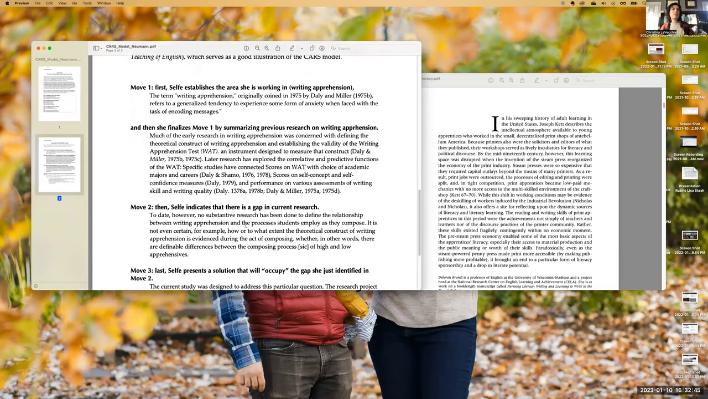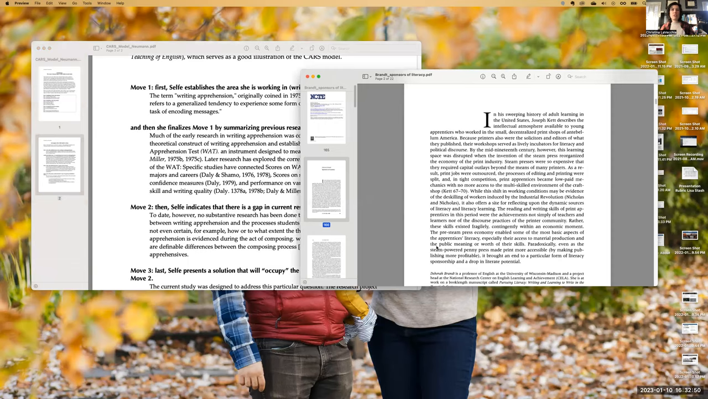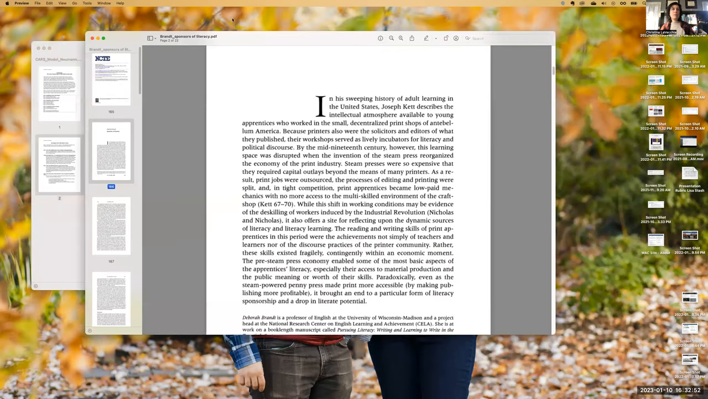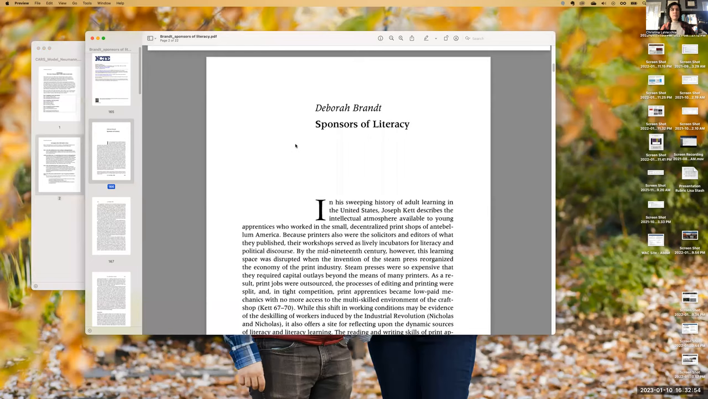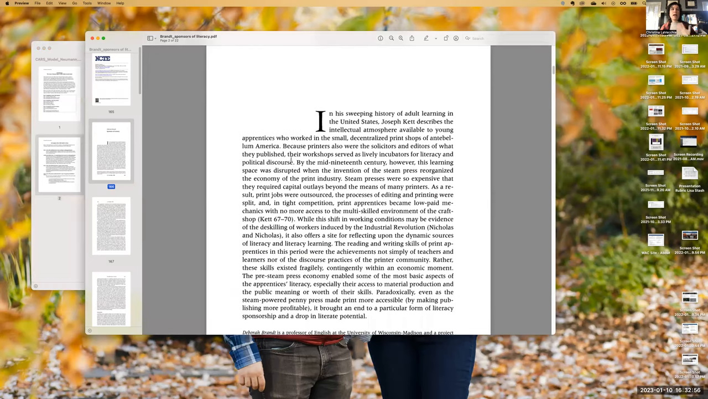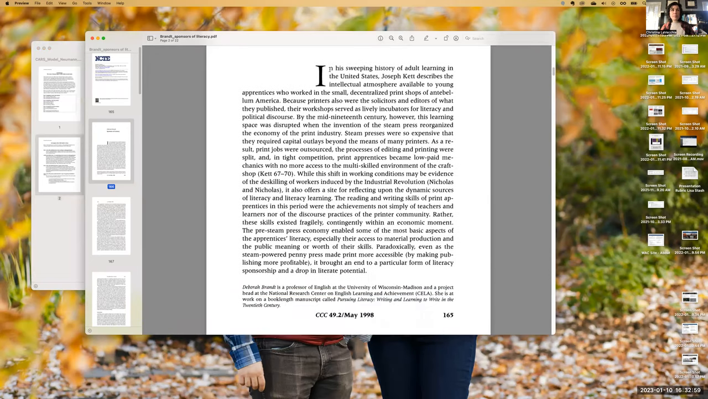So I have here an example, but I think actually what I want to do is just quickly say, okay, how does this apply to the article Sponsors of Literacy by Deborah Brandt? If we look at this opening, she starts with saying that an historian named Joseph Kett has looked at a history of adult learning in the US, and he tended to look at the intellectual atmosphere available to young apprentices who worked in the small decentralized print shops of antebellum America.